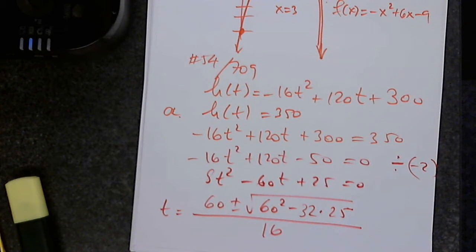Okay. So here it is. In parentheses, 60 plus the square root of, in parentheses, 3600 minus 32 multiplied by 25, close the parenthesis, go outside, close the parenthesis, and divide by 16. Okay, now the other one.